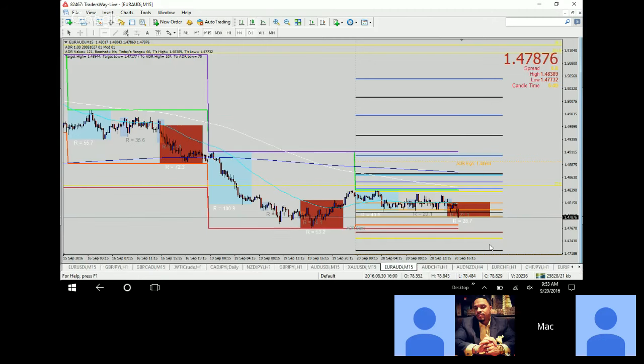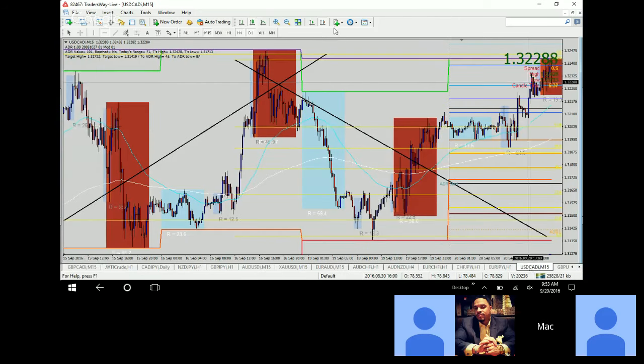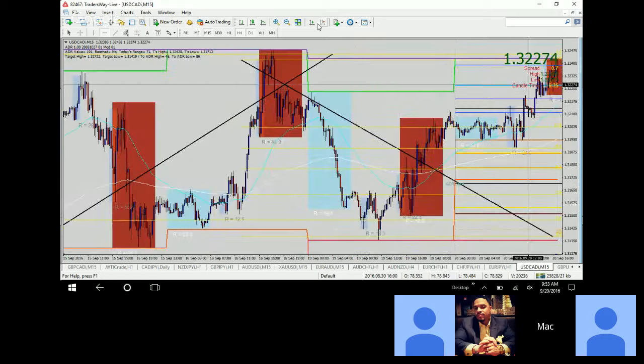Yeah, we should have held this. I just closed it out because it's consolidated for 12 hours. So there's no need to be in there for that. USD CAD is starting to fall too.